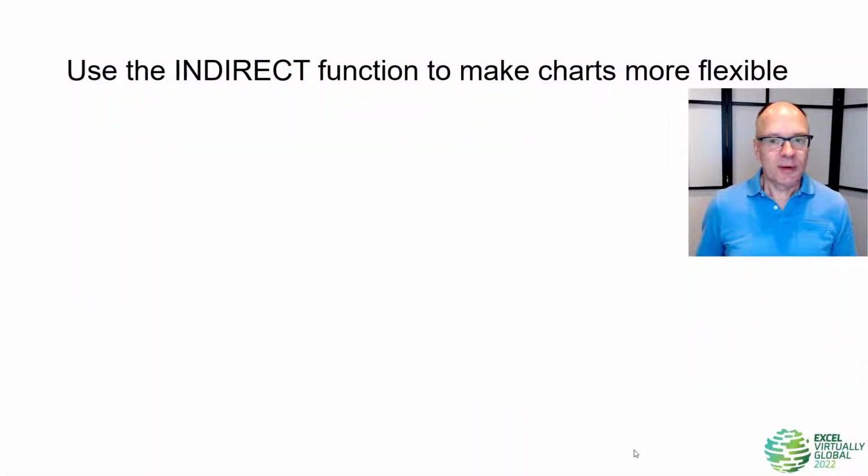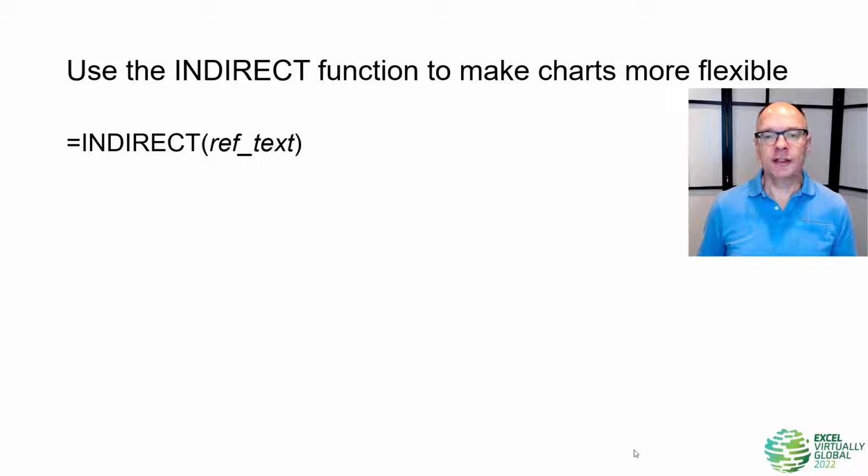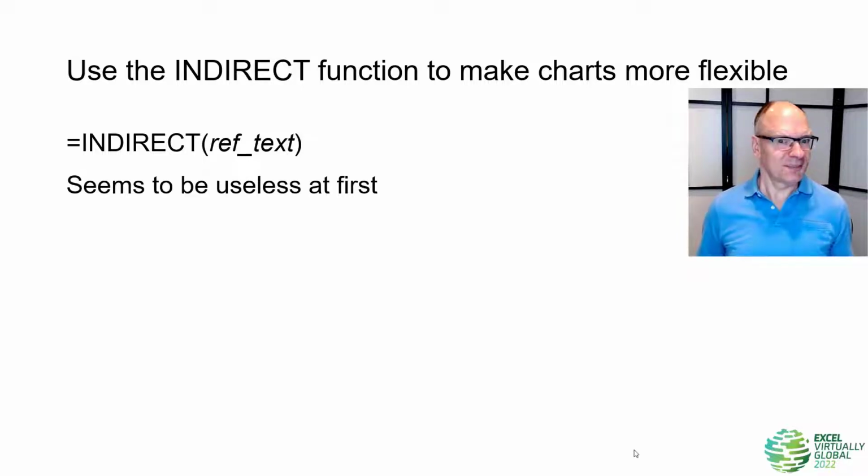Now let me start talking about some of the more advanced techniques to create more flexible charts. The first is to use this function called INDIRECT. The structure of the INDIRECT function is INDIRECT, and then you give it some text. So if I wanted it to use the cell C6, the reference text would be C6. Initially, most people go, Dave, this is pretty useless, isn't it? If I wanted it to reference cell C6, why wouldn't I just put equals C6?